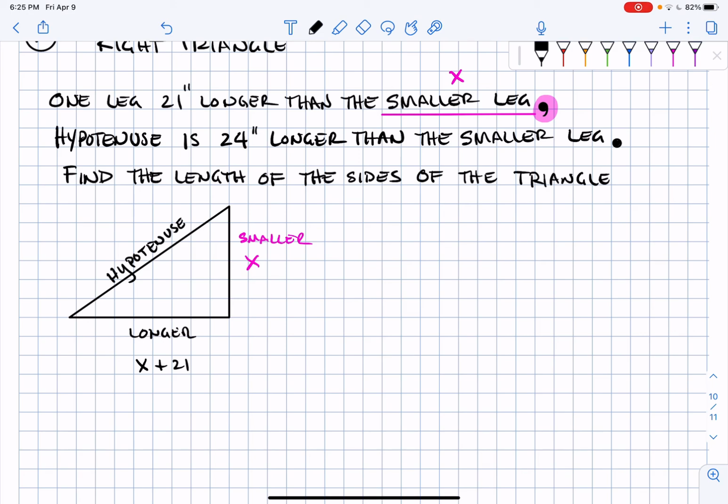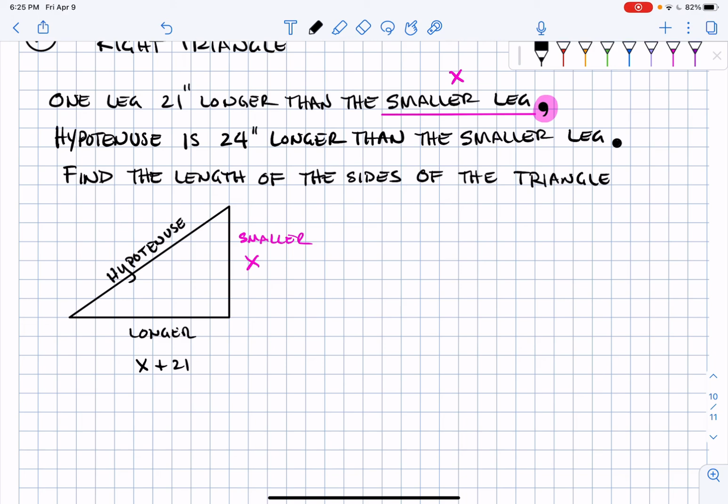Okay? So notice what I just said to you guys. One leg is 21 inches longer than x. Like I literally replaced smaller leg with just x. So when I speak it, I can just reread it exactly that way. 21 inches longer than x.